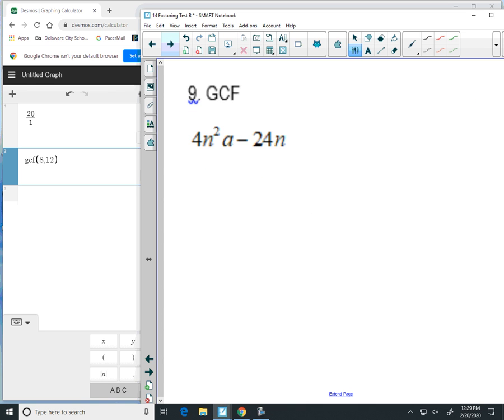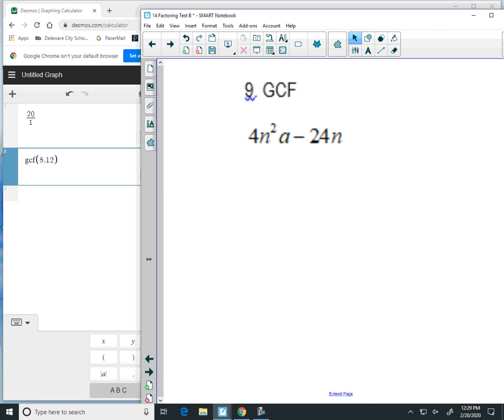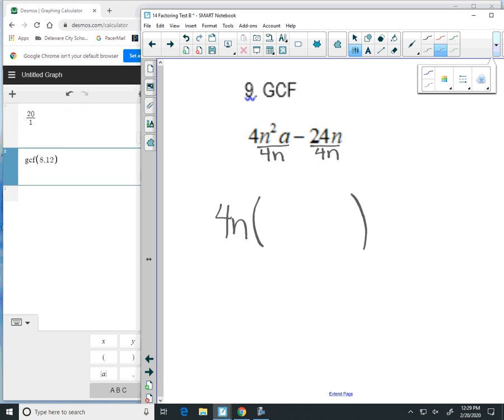All right, 9 is a GCF. 4 and 24 have 4 in common, so I'm going to bring out a 4. What else? I have n squared a, and then n. What can I take out? I can take out 4 and n, since they both have n in common, so I'm going to divide away the 4n. I know I kind of stopped writing the divide bars, but this one I definitely would. And I'm even going to color code up here because this is messy.